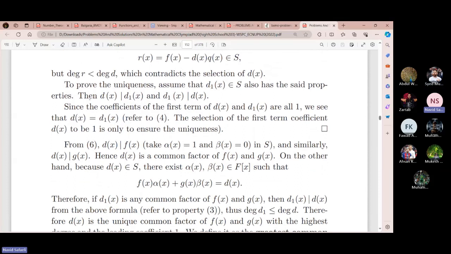For the proof of uniqueness, assume that we have some d1, we have this. Since both of them are monic, d and d1 are equal. Any questions, guys?